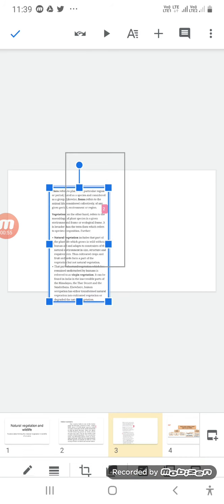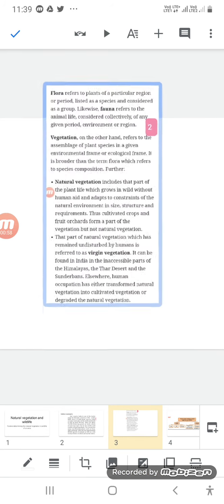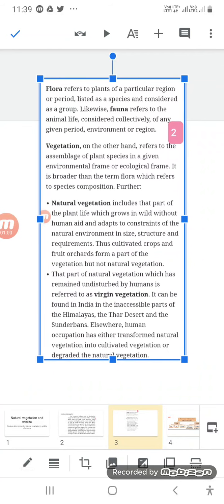Firstly, we will go to some important terms, like flora. What is flora? Flora indicates the plant life of any particular region or area for a particular period of time. You can also get it from the word flora. Flora implies flowers. Flower means plant life, plant cover.